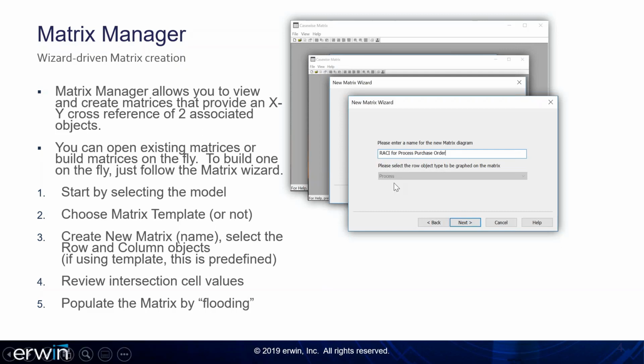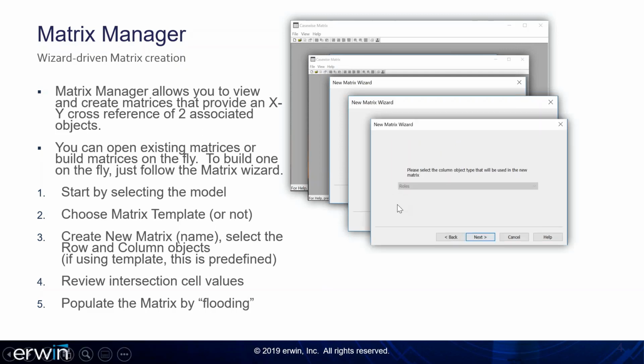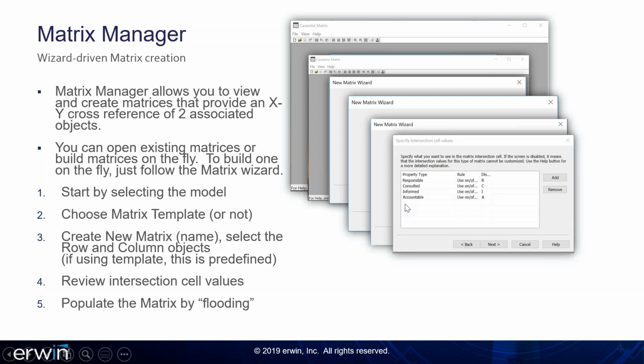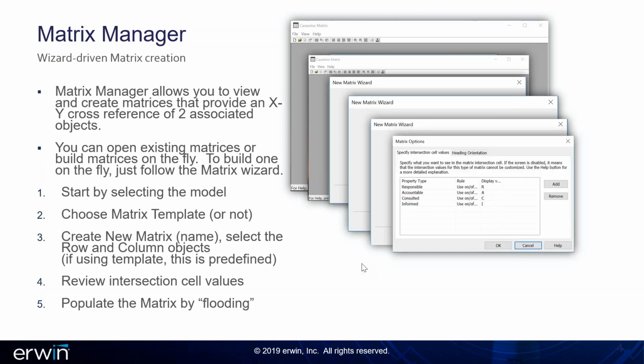You'll see the row object is predefined when it's a template-driven approach, and the column object is also predefined. In this particular template, because it's for a RACI matrix, we also have intersection cell values chosen and defined. If you've chosen to create a matrix based on a template, the intersection cell values may be chosen based on the template you selected. In this instance, we chose the RACI matrix template, and so we can see the properties: responsible, accountable, consulted, and informed. You can see the way the rules are applied here, using on and off switches, and then the displayed letters. The displayed letters are RACI.